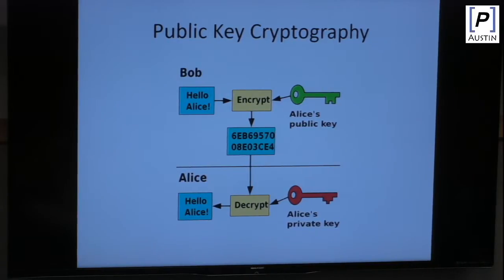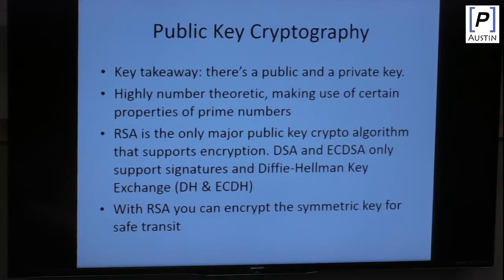with normal symmetric key crypto, you have both parties with the same key. Public key crypto, also known as asymmetric crypto, each party has a different key, so Alice has a public-private key pair, and Bob has a public-private key pair. And so if Alice wants to send something to Bob, she would encrypt it with Bob's public key, and then only Bob would be able to decrypt it with his private key. The key takeaway is public and private key.